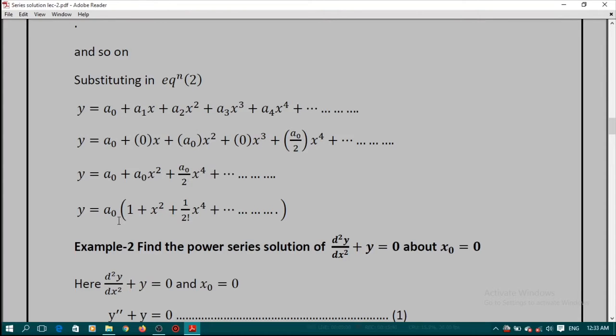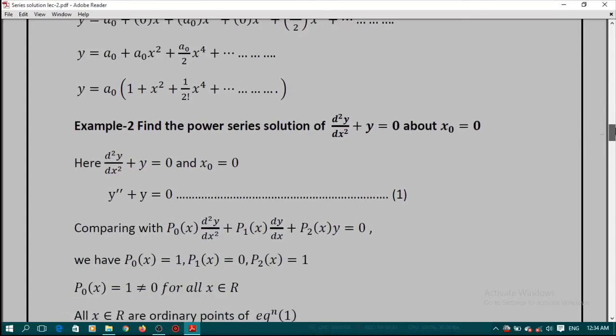So final answer will be y is equal to a0 in a bracket 1 plus x square plus x raised to 4 divided by 2 factorial plus so on. So this is the series solution of given differential equation. You can write this solution as y is equal to a0 into e raised to x square, because you can see this is a Maclaurin series of e raised to x square also.